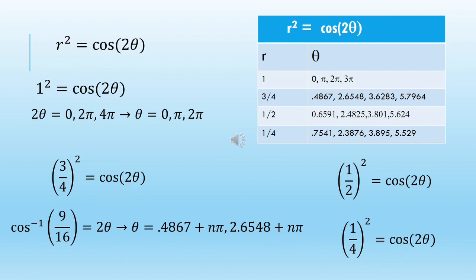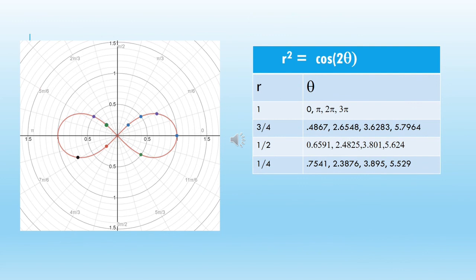0.4867 and 2.6548, but remember that cosine and sine are periodic functions that repeat over and over again, and in this case the period would be pi, so I would continue to get other angles by adding n times pi to these two solutions. The other two possible values that I put in the chart are 1/2 for r and 1/4 for r. You could solve similar equations and notice you get multiple possible angles, and that ends up giving us a kind of loop-de-loop graph that looks kind of like an infinity sign, and we will see that in the next screen. Shown is the graph of the lemniscate.